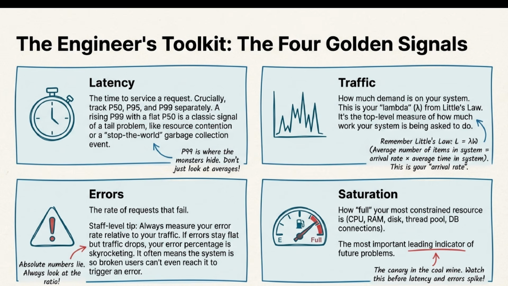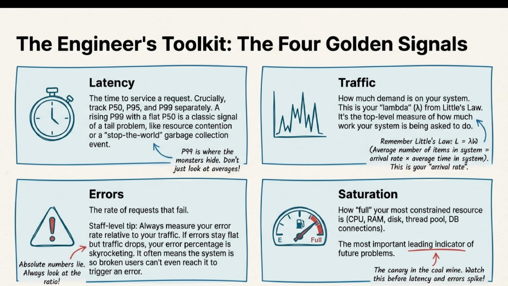The third is errors, and here's a staff-level tip. Always measure your error rate relative to your traffic. If your errors stay the same but your traffic drops, your error percentage is actually skyrocketing. That's a sign that your system is failing so badly that users can't even reach it to trigger an error.